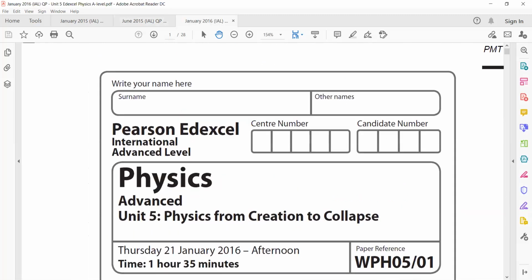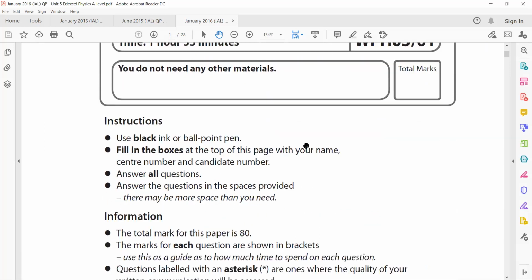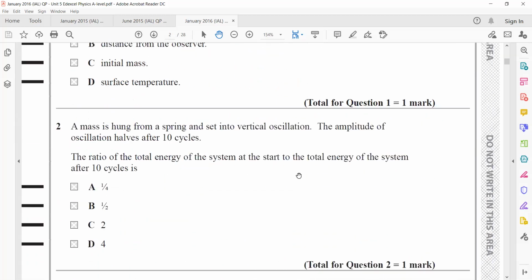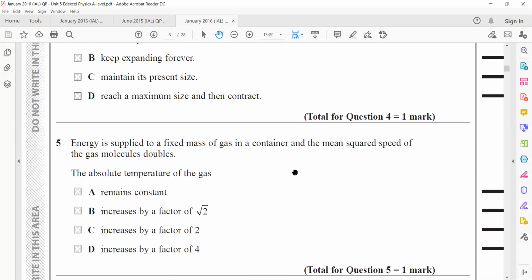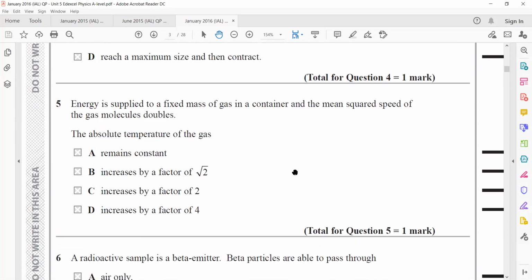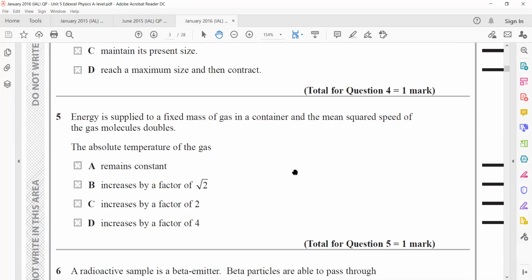January 2016, Unit 5. Okay. Question 5. Energy is supplied to a fixed mass of gas in a container and the mean square speed of a gas molecule is doubled. The absolute temperature of the gas will increase by what factor?